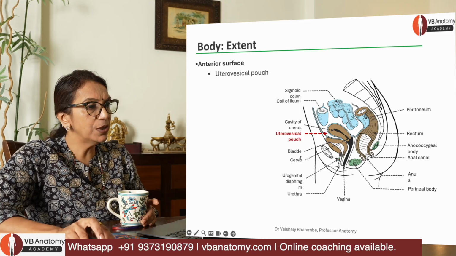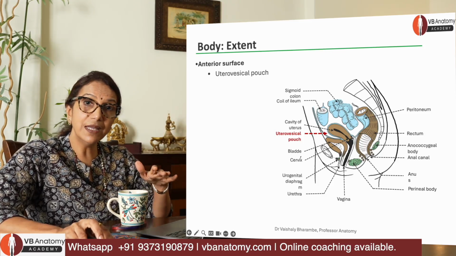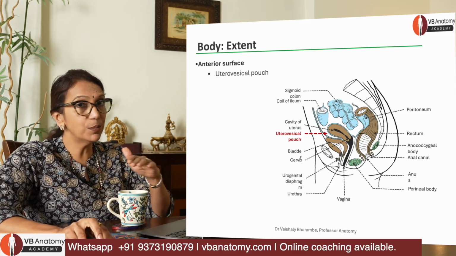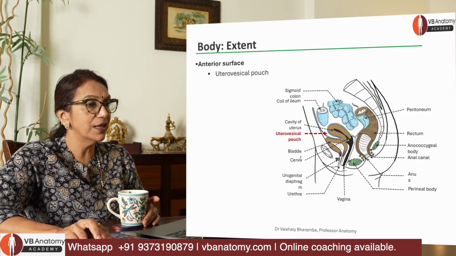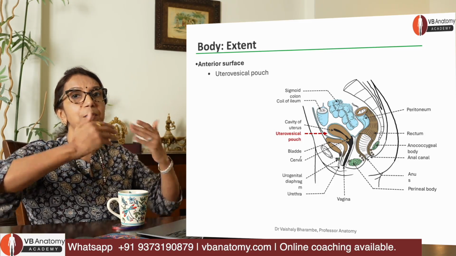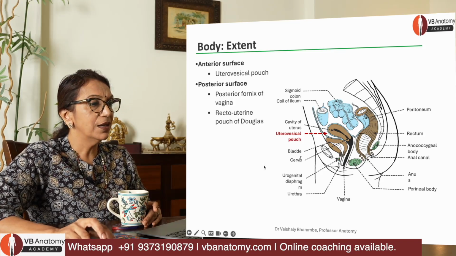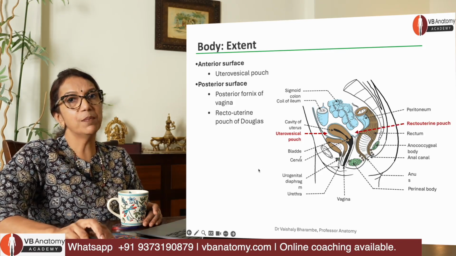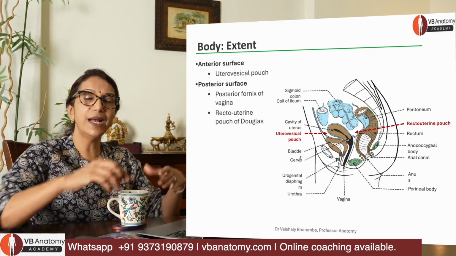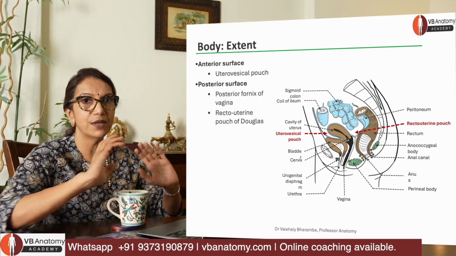See how the peritoneum now goes, covering the isthmus posteriorly, covering the posterior fornix of the vagina, and then coming on to the middle part of the rectum, resulting in formation of the recto-uterine pouch of Douglas. So anterior relation done, posterior relation done.